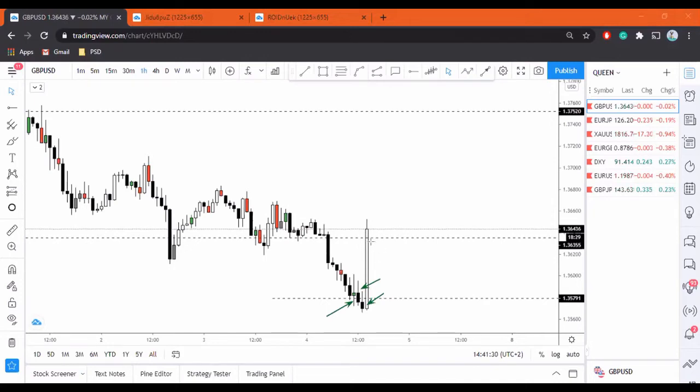So there wasn't even that much volume for price to go as high as it did. So that's how it all worked out.